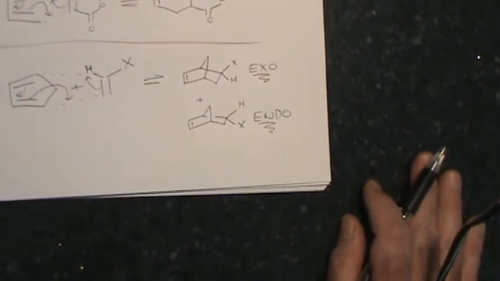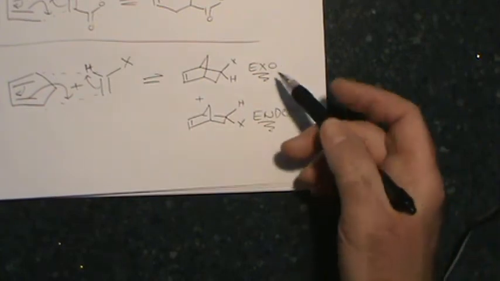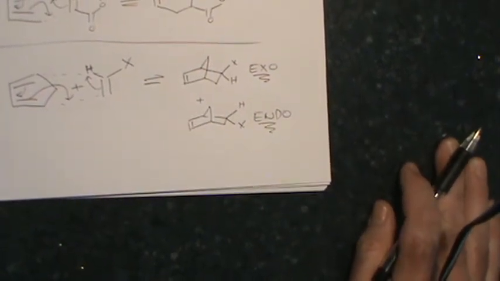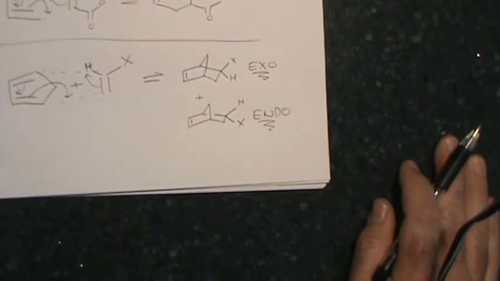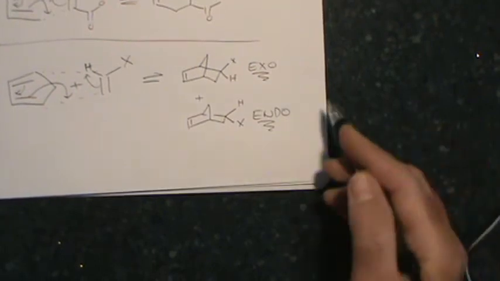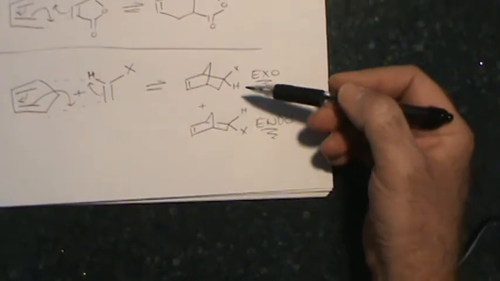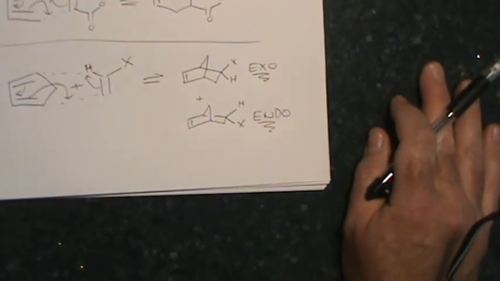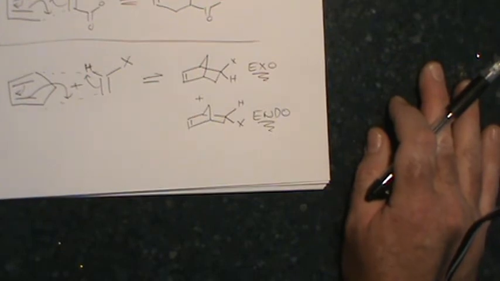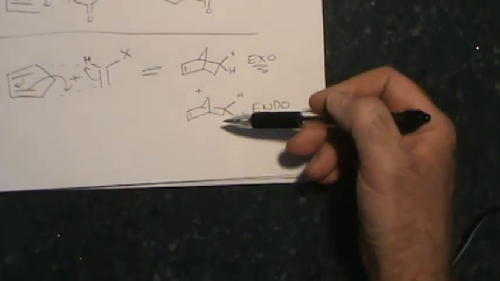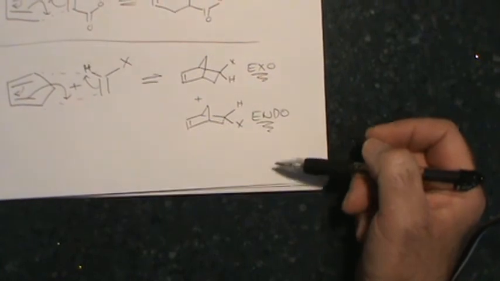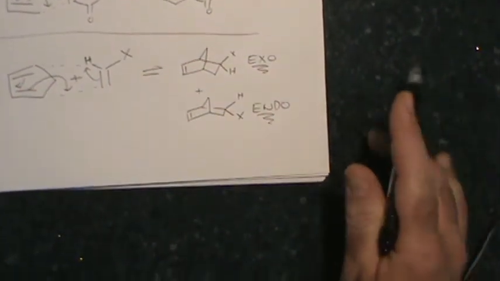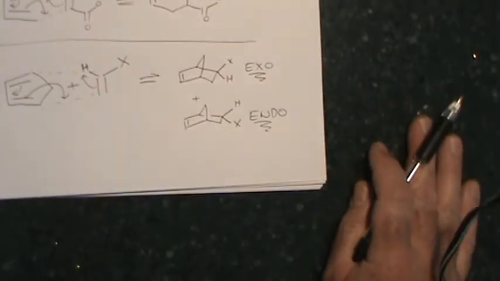Now it will turn out that under different circumstances, the exo or the endo might be preferred, might be the major product, but for our purposes, it's safe to say that we're going to produce healthy amounts of both exo and endo product in most reactions where it's possible to do so. So on a predict the product problem, I would expect to see both the exo and the endo product shown. You don't have to label them as exo and endo unless you're specifically asked to do so, but it's important to indicate which is which.